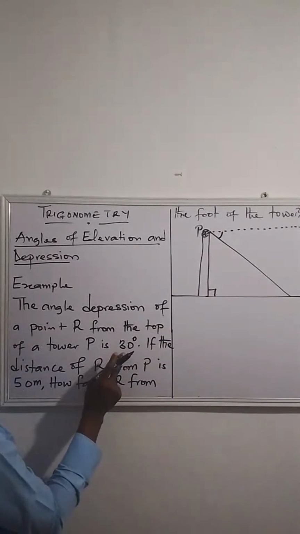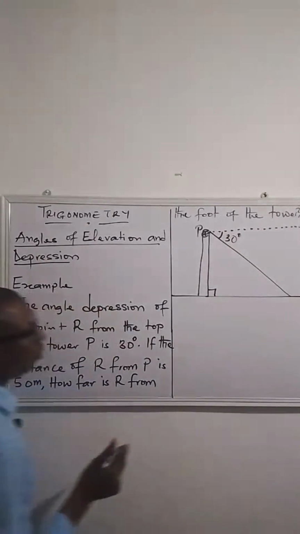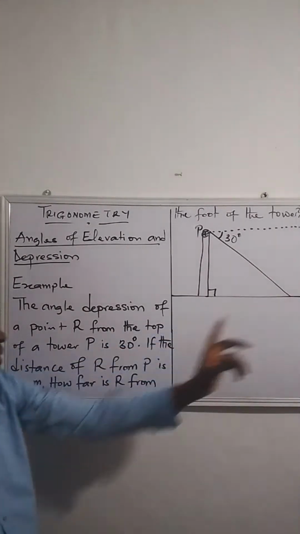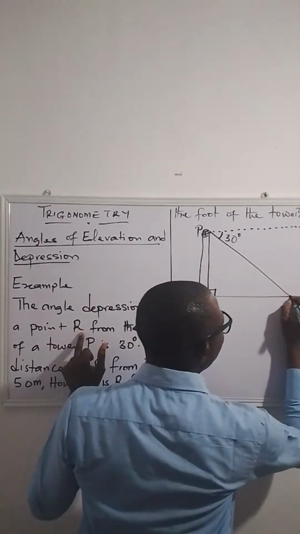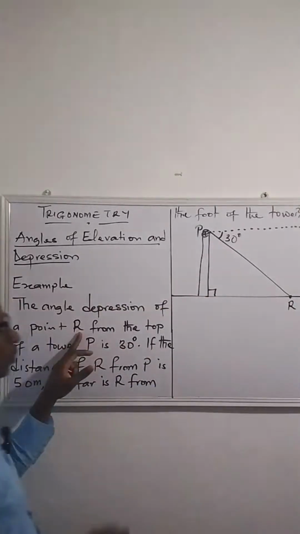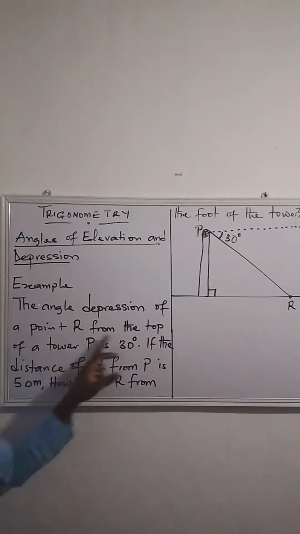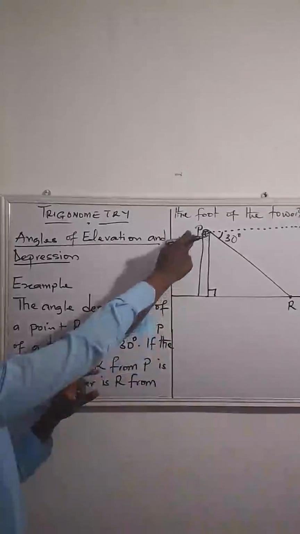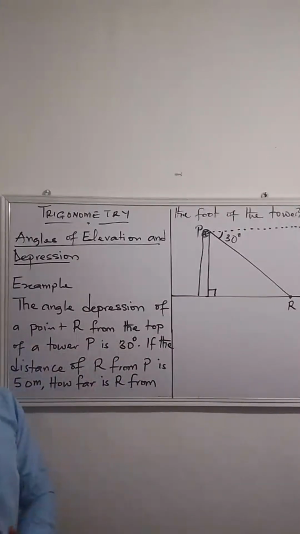The angle of depression has been given to be what? 30 degrees. Now, he's looking at a point beneath. And what is that? The angle of depression of point R. So this place is point R here. The angle of depression of a point R from the top of a tower P is what? 30 degrees. So that's the interpretation of the question.